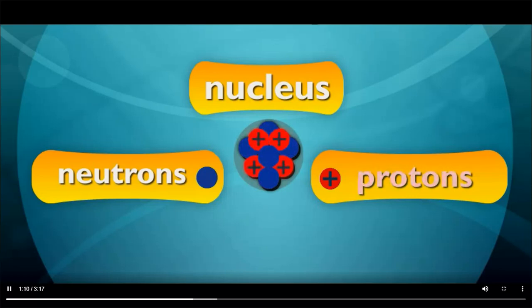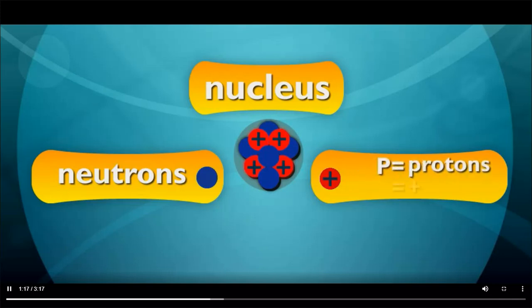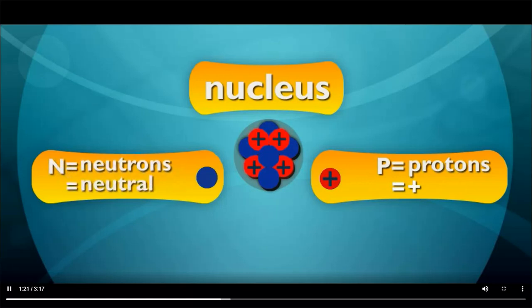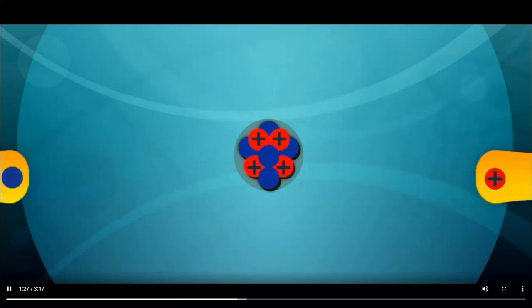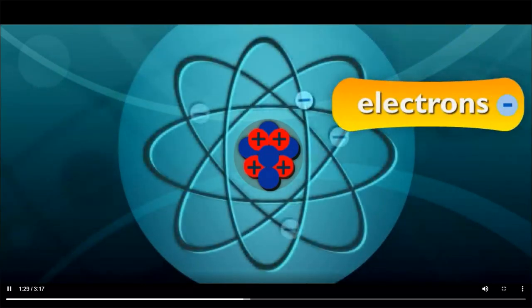Protons have a positive electrical charge, neutrons have none. They're neutral. Got it. P for proton equals positive. N for neutron equals neutral. So all of that fits inside a tiny atom? Oh, there's more. Electrons are the tiniest part of all, and they move in circles around the nucleus, sort of like how the planets orbit the sun. Electrons have a negative electrical charge.